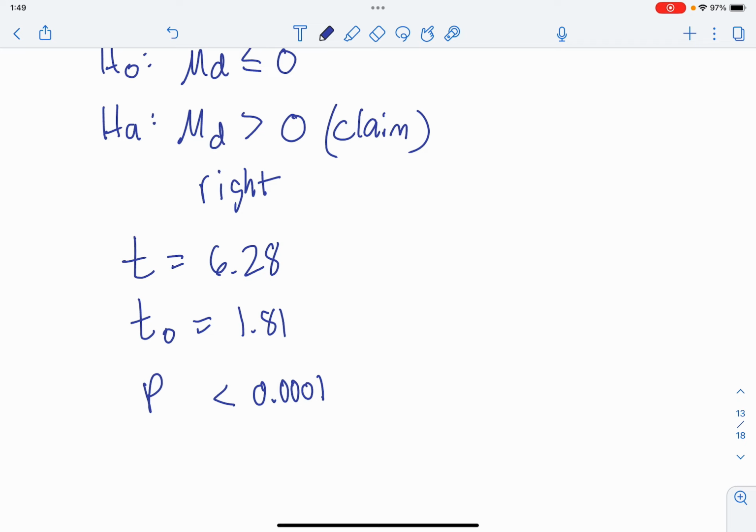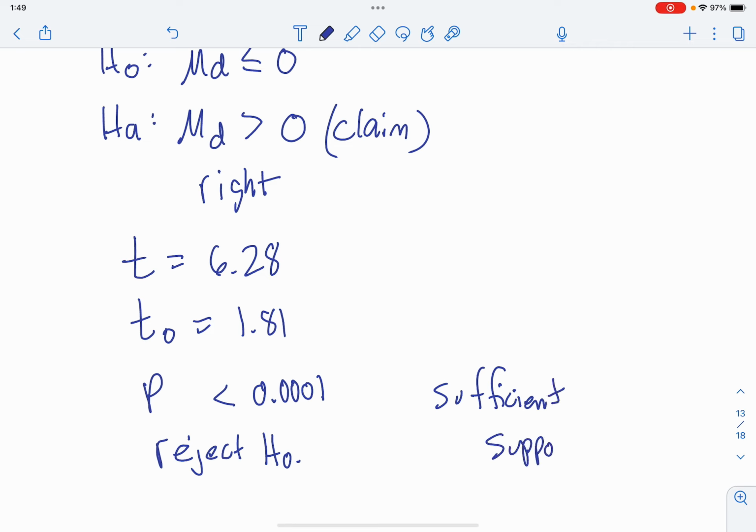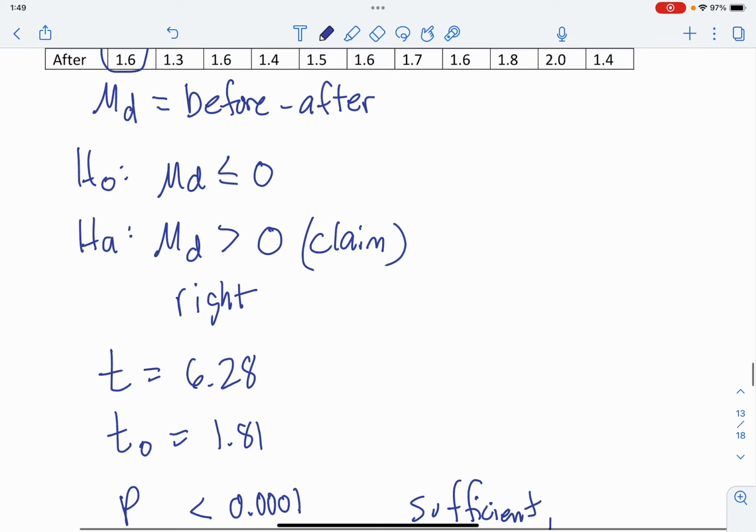Okay, so again, I know because p is so small, it's less than 5%, that's a reject H sub 0. And HA is the claim, so this one's the same as the last one. Sufficient evidence, because we rejected H sub 0, to support the claim. Okay, and we're good to go.